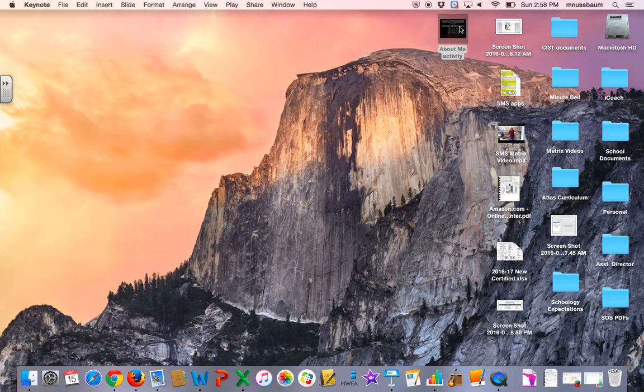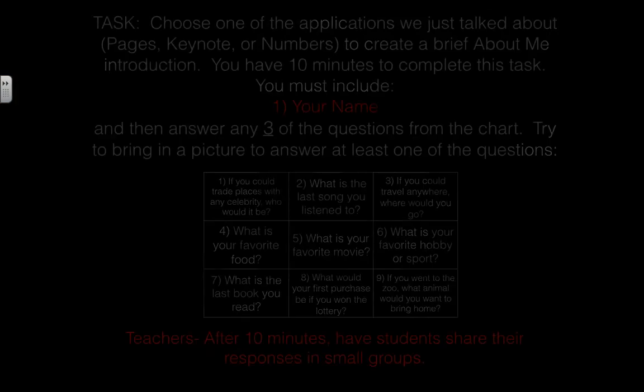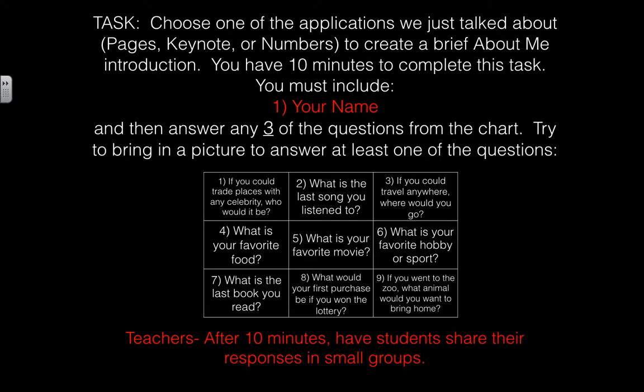Okay, you're going to have a final task now that you have seen each of these this hour, and your task is to choose one of the applications we just talked about, either Pages, Keynote, or Numbers, to create a brief About Me introduction. You have 10 minutes in order to complete this task. Please be sure to include your name first and foremost on whatever document you choose to work within. And then you can answer any 3 of the questions from this chart below. Please try to bring in a picture to answer at least one of the questions, and that way you're utilizing the media or photos option within each of these applications.